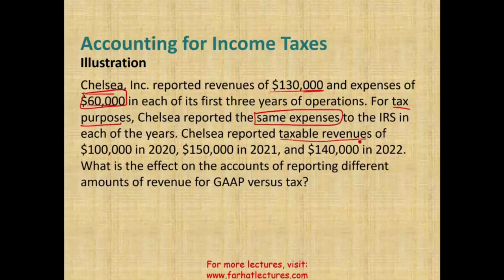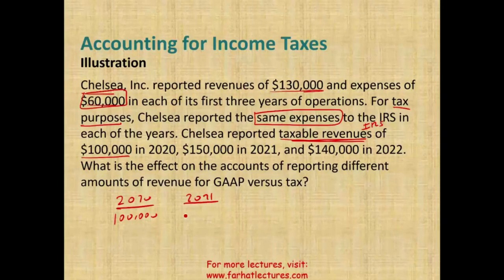Chelsea reported taxable revenue. Notice, taxable revenue means for IRS purposes, of $100,000 in 2020. So if we're looking at 2020, they reported revenue of $100,000. For 2021, they reported revenue of $150,000. And for 2022, they reported revenue of $140,000. And this is for tax purposes. This is how they reported the revenue for tax purposes.